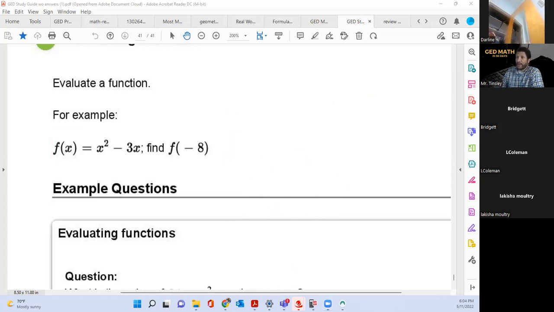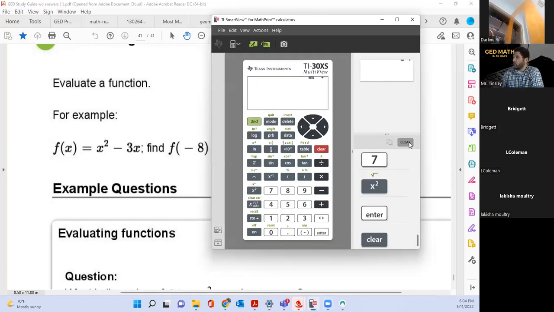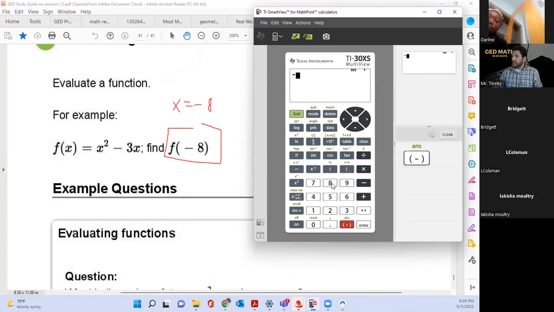So watch this. I'm going to grab my calculator and put it on screen. Let me clear everything first, because when I maximize, I want you to see everything that I pressed. What you have to realize is that this notation means x is -8. If you understand that, when you use the calculator, that's all you have to do. -8, store x, enter. Then you plug in the expression the way you see it: x squared minus 3x, done.